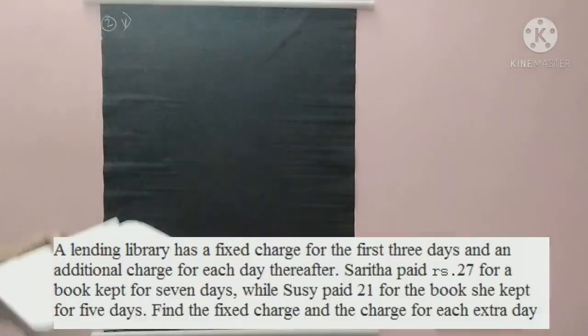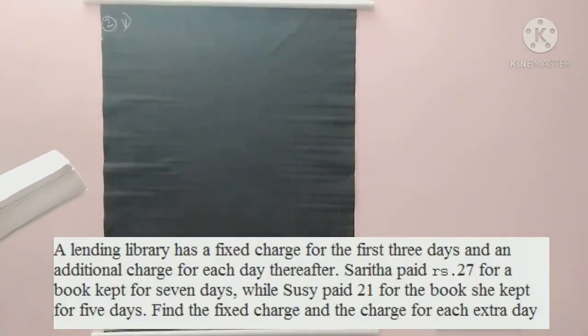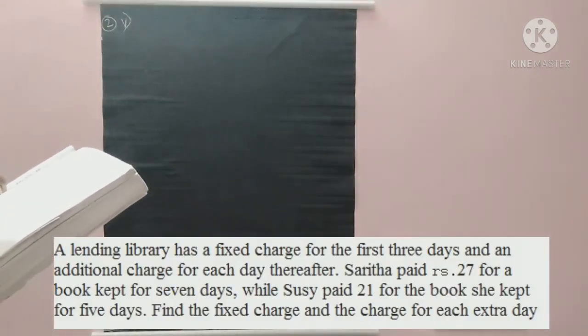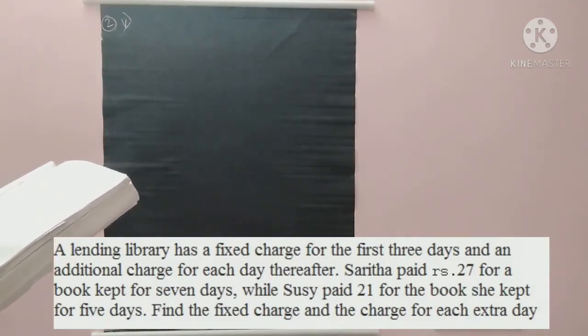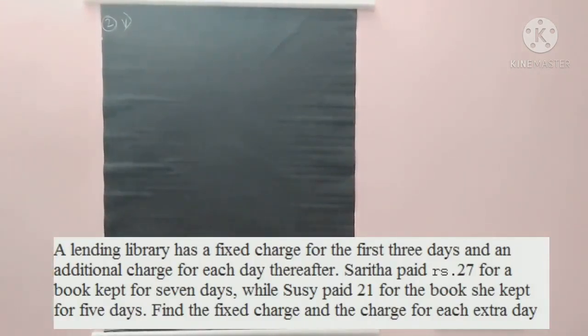The fifth question: a lending library has a fixed charge for the first 3 days and an additional charge for each day thereafter. Sarita paid 27 rupees for a book kept for 7 days, while Susi paid 21 rupees for the book she kept for 5 days. Find the fixed charge and the charge per extra day. So there is a fixed charge for 3 days. If you keep the book more than 3 days, for each day you need to pay some extra amount.